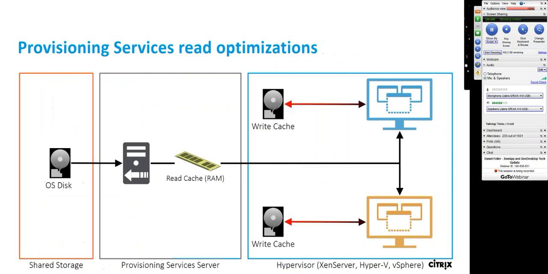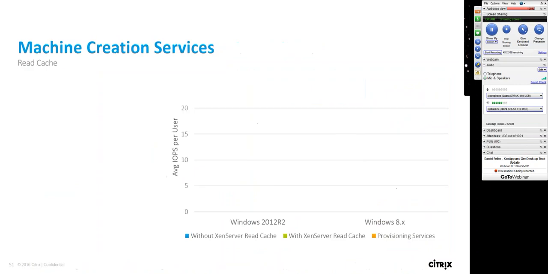On the PVS side, we've had this since the beginning, because this is simply using the Windows Server system cache as it's reading these blocks of data from the OS disk. It's just putting them in the Windows system cache. So this has been part of PVS for ages. Again, very similar functionality.